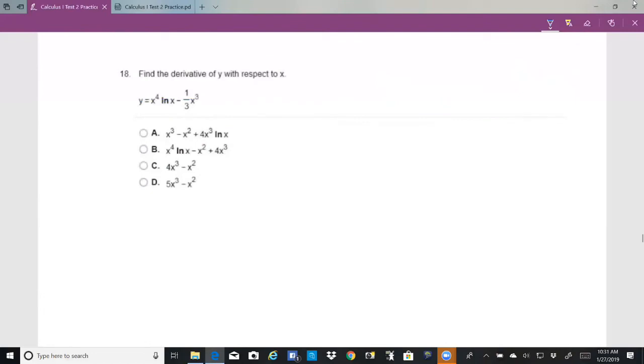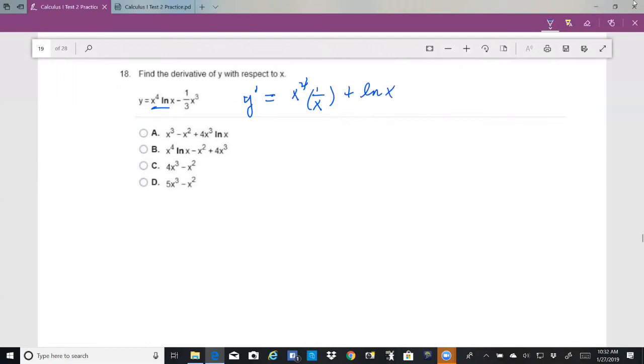Number 18, we have the derivative of a logarithm times a fourth order. So we're going to have to use the product rule, derivative of x to the fourth times ln of x is going to be the first, times the derivative of the second. The derivative of ln x is 1 over x, plus ln of x, which is the second, times the derivative of the first, which is 4x cubed. And then the derivative of minus 1/3 x cubed is going to be minus x squared.